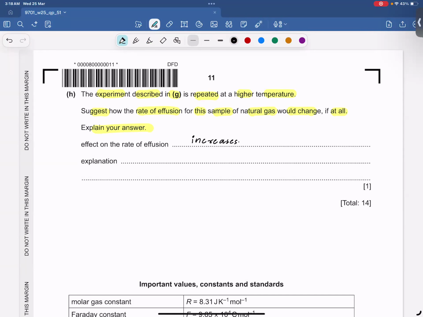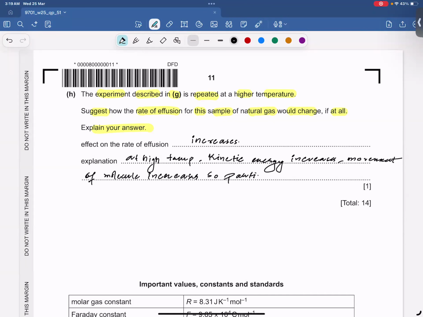All right, why? Because at high temperature, kinetic energy increases, movement of molecules increases, so particles will move quickly.